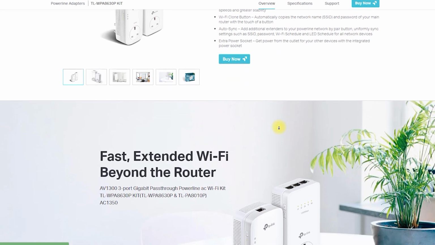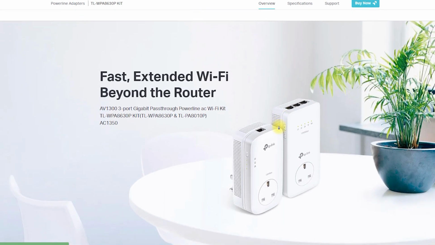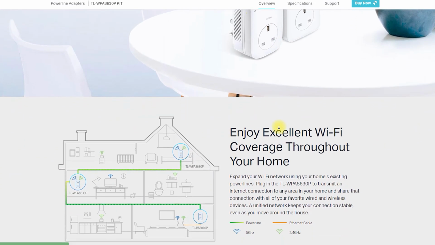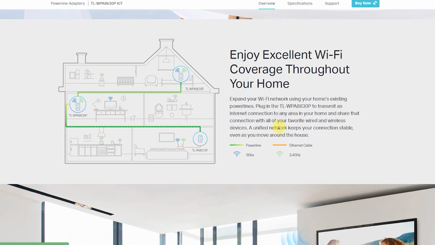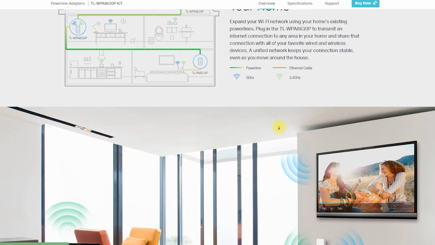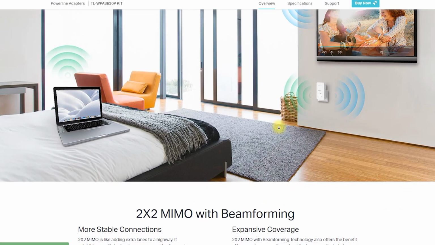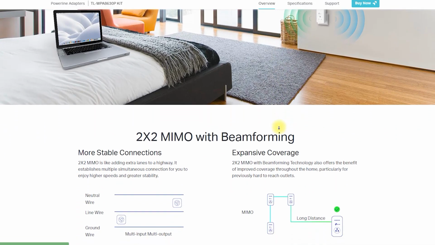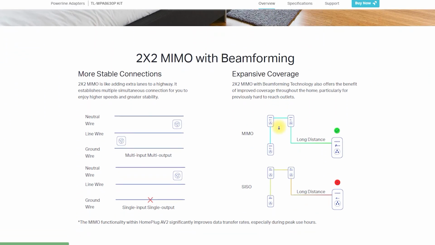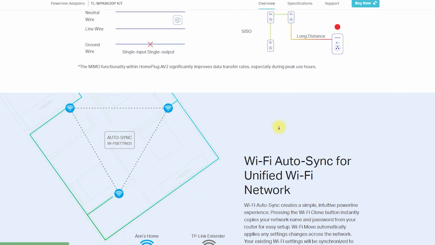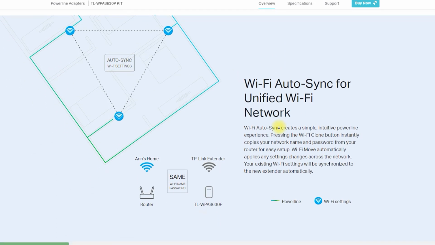Features. The TL-WPA8630P kit is a complete Wi-Fi kit that includes two adapters that are designed to work together to create a seamless network. One adapter plugs into an electrical outlet near your router and is connected to the router via an Ethernet cable. The second adapter is placed in a different room or area where Wi-Fi coverage is needed.